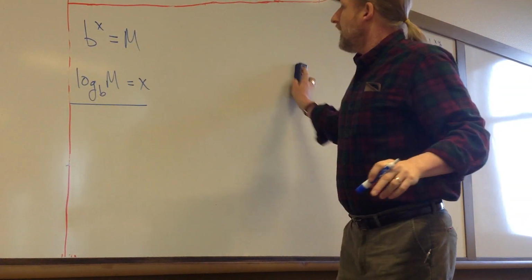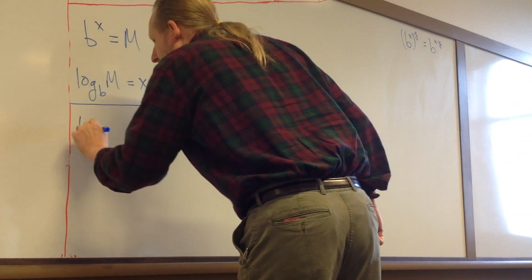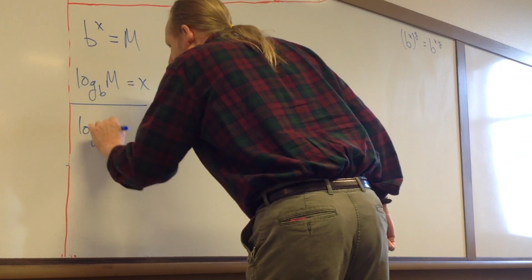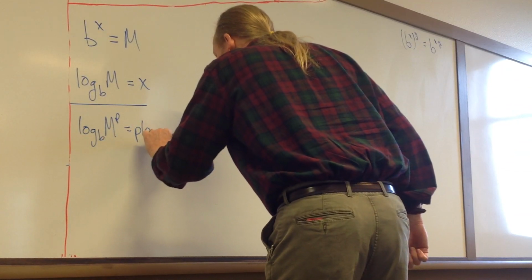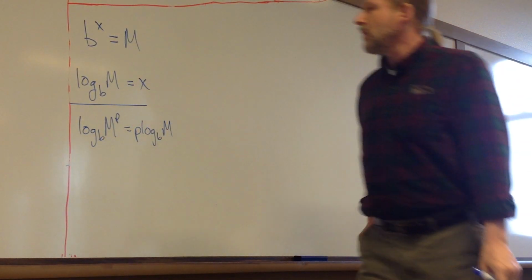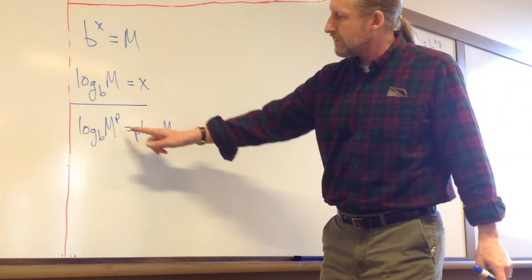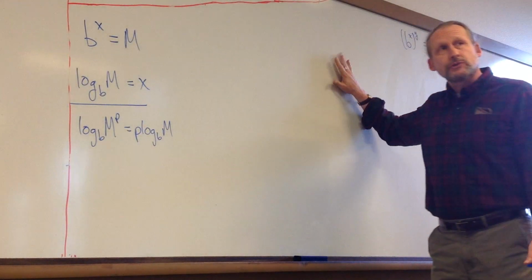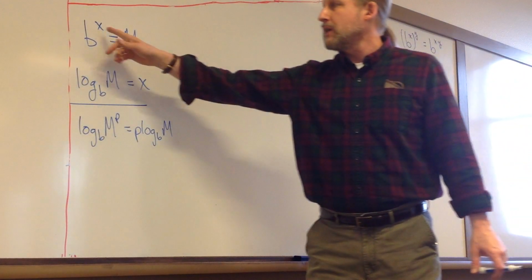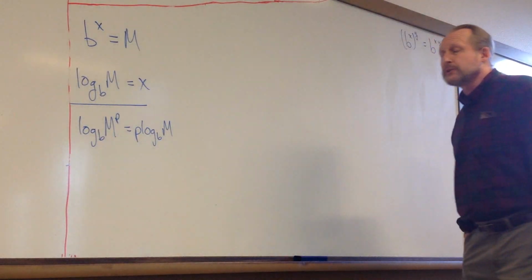Now the logarithmic way of saying that is that if we take log to the base b of m to the p power, that's going to be p times log to the base b of m. So this brings the exponent down in front as a coefficient. And that's why it's helpful in solving those problems where the variable is in the exponent, because it brings it down as a coefficient.